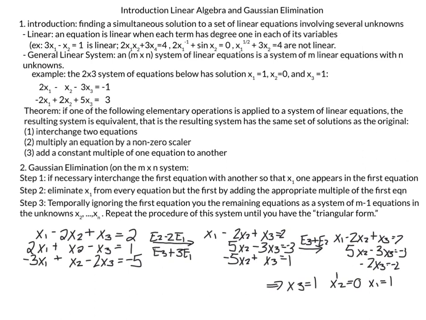We talked about general linear systems. That's again, if it's an m by n system, that means we have m linear equations with n unknowns, and we had an example. We talked about when we have linear equations, the elementary operations that we can do without changing the solution sets of the system of equations.